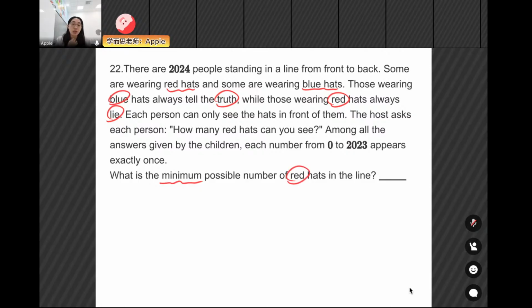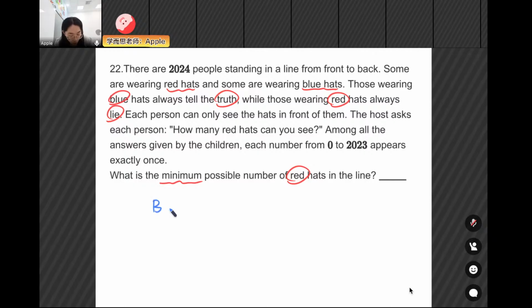So firstly, everyone, for such questions like truth or lie, we always start from the truth part. So think about it. What kind of people always tell the truth? Yeah, the ones wearing blue hats, right? So here, everyone, think about it.